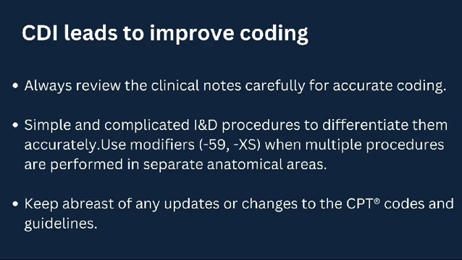Tips: always review the clinical notes carefully to capture all necessary details for accurate coding. Familiarize yourself with the definitions of simple and complicated I&D procedures to differentiate them accurately. Use modifier 59 when multiple procedures are performed in separate anatomical areas. Keep abreast of any updates or changes to the CPT codes and guidelines to ensure compliance.